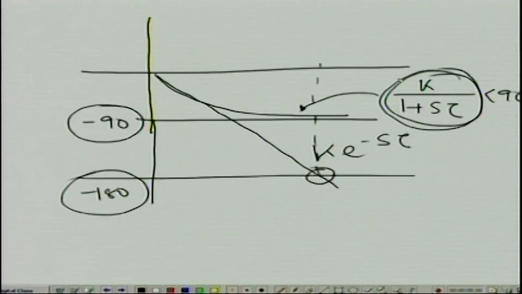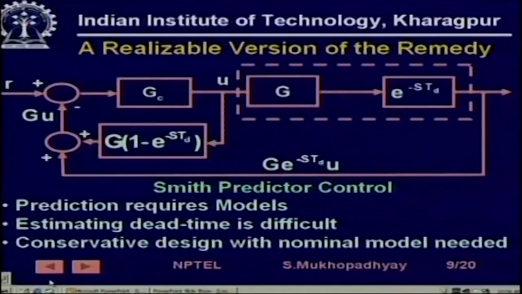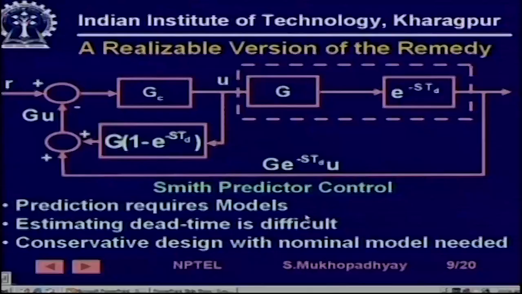So what happens? You see, time constants and time delays are slightly different, and time delays are potentially more risky, but distinguishing them from time constants may not always be so simple. So therefore, estimating dead time is difficult, and therefore we must have a conservative design.